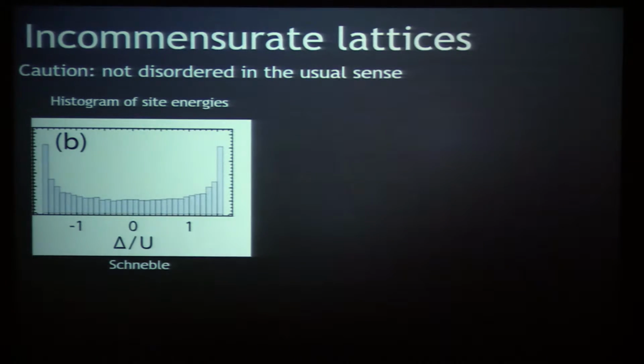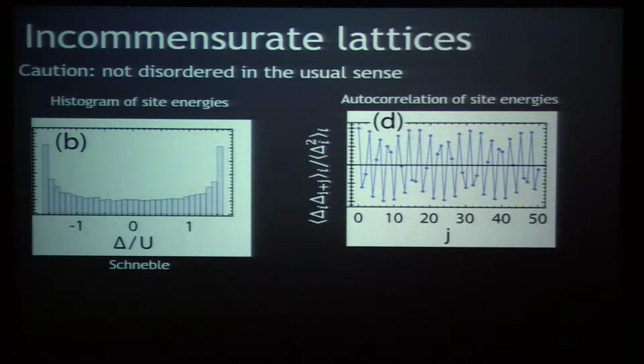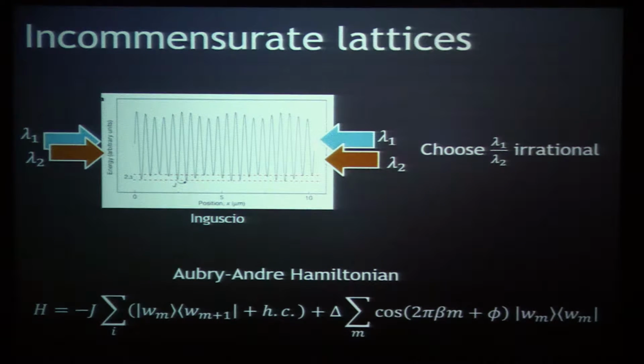What's the beta? Sorry, I was not careful. Beta is a ratio of wavelengths, or periods. It's not really random, it's deterministic, because you're just adding one lattice to another lattice, and there's some phase offset between them.